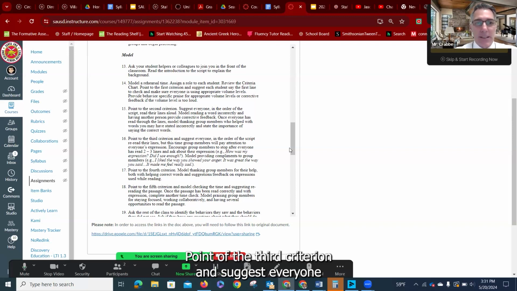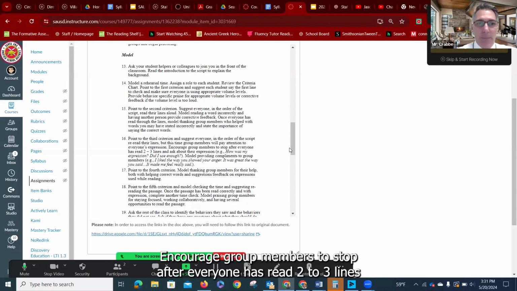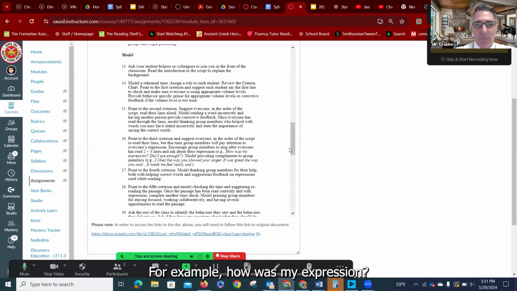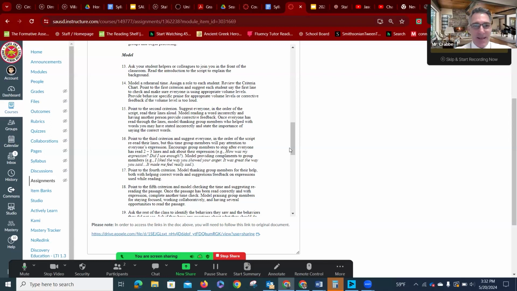Point to the third criterion and suggest everyone, in the order of the script, reread their lines. But this time, group members will pay attention to everyone's expression. Encourage group members to stop after everyone has read 2 to 3 lines and ask about their expression. For example, how was my expression? Did I use enough? Did I read to show that I was happy? Did I show that I was sad?